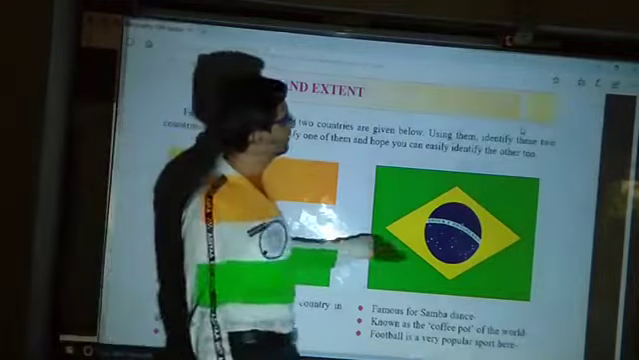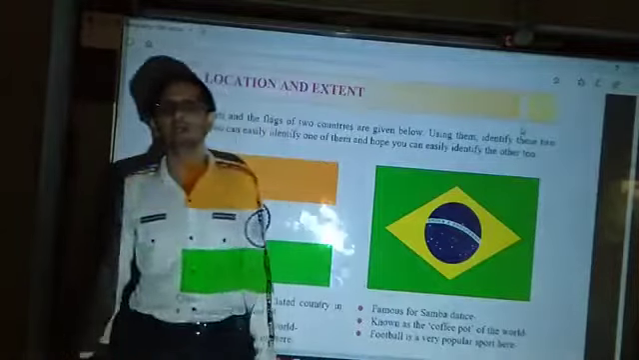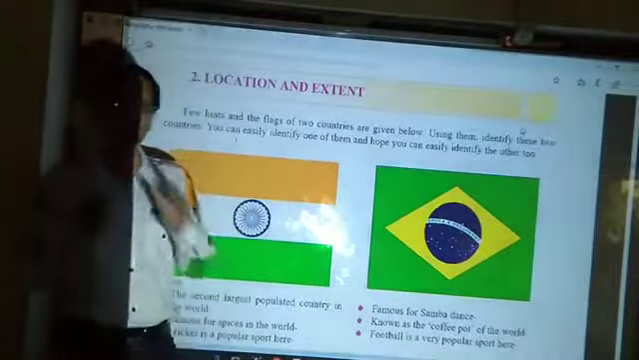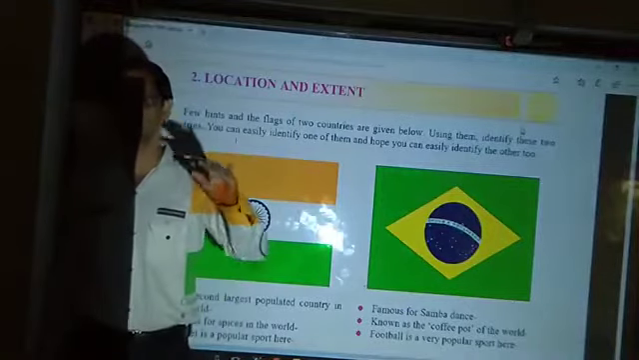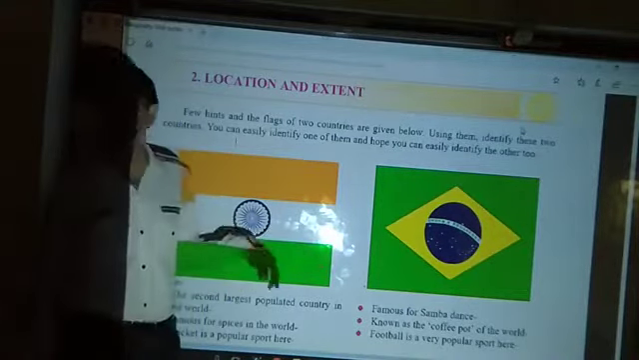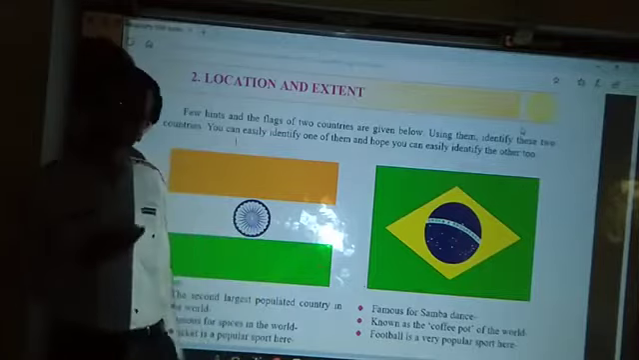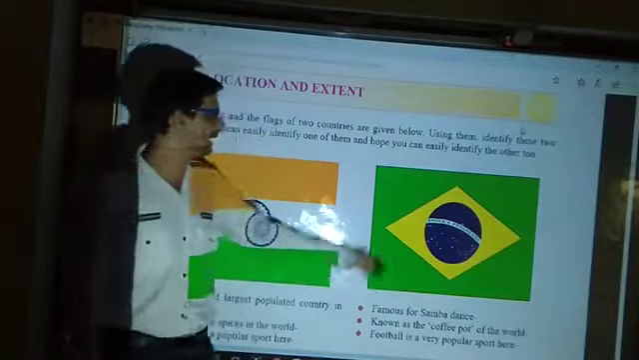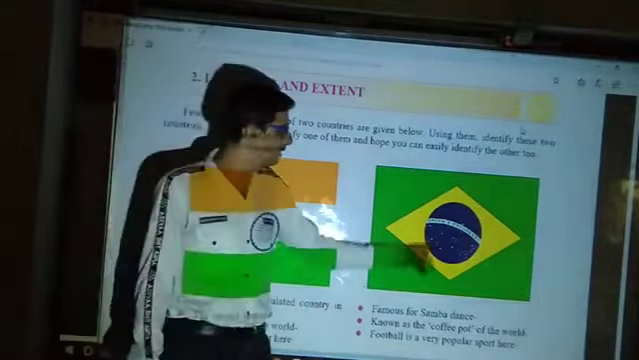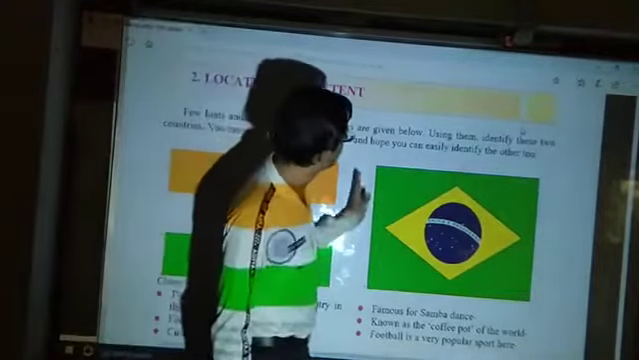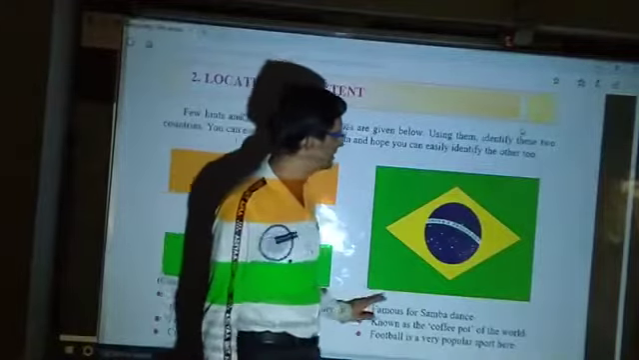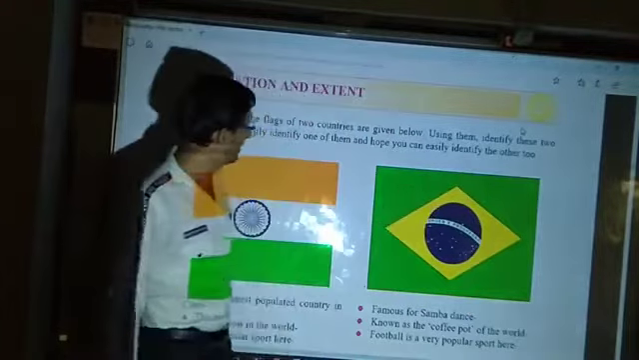Now, the other country is Brazil. I already told you in the previous lecture also, we are going to study only about two countries in the whole geography syllabus. The first one is India, and the second one is Brazil. So, okay, you can see the Brazilian flag over here. Just look into it, and you will understand it. So there are two flags.